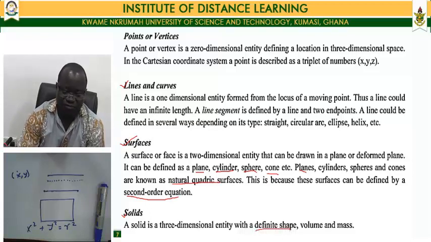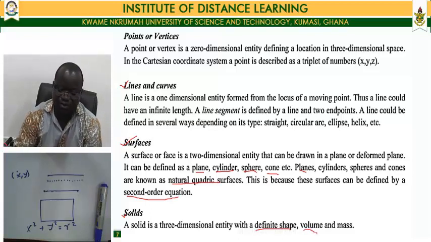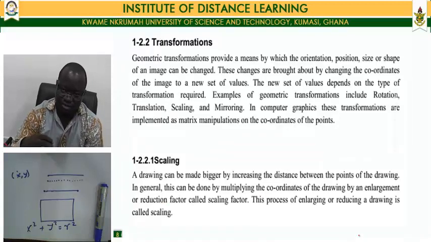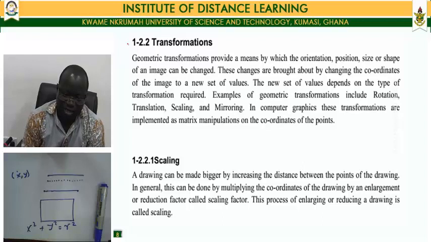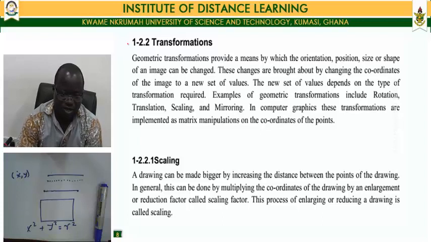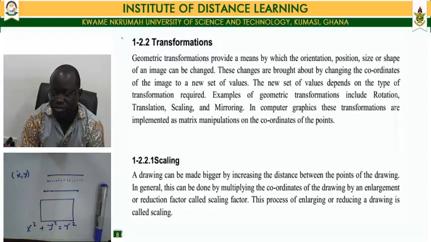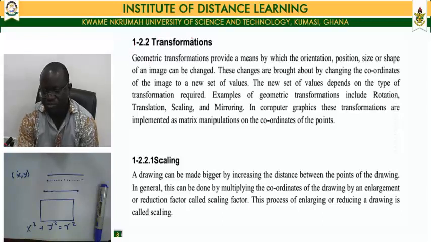So once we have seen these geometric entities being points, lines, and then surfaces and solids, these geometric entities undergo what we normally call transformations. So let's try to understand transformations. Now, when it comes to transformations in geometry, they provide a means by which the orientation, position, size, or shape of an image can be changed.